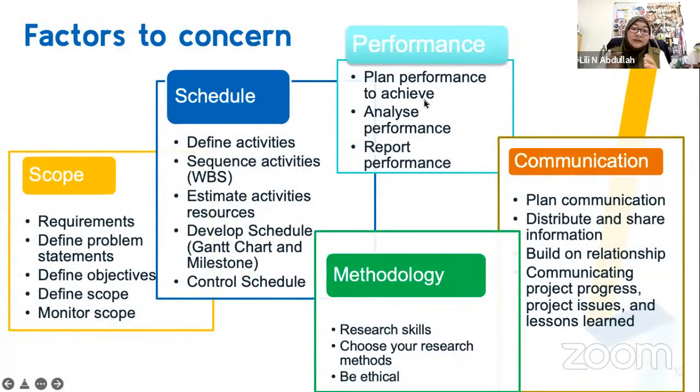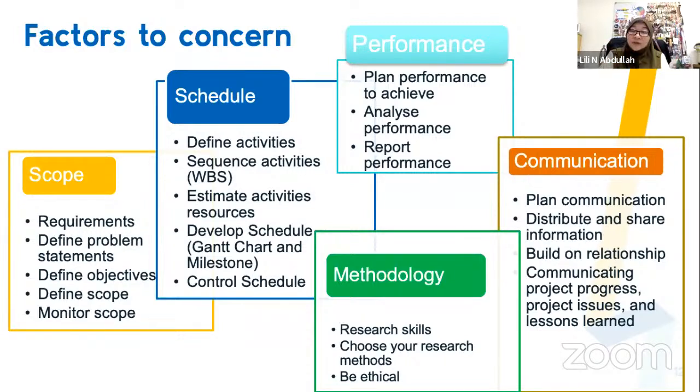Right? Okay, so the factors to concern in order to achieve the four things that we have mentioned just now. Of course, the first is the scope, meaning all the requirements, the defined problem statements, your objective, your aim, all is here. And then the schedule, this is the Gantt chart, this is the milestone, and you have to follow this. And the performance, these are the results that you want to see. How do you plan to measure this result, the data, the results that you get, and how do you report it?